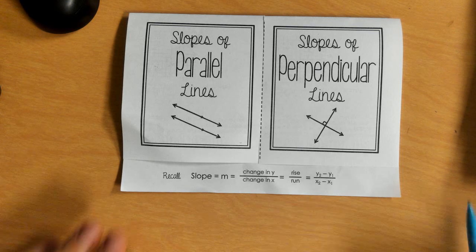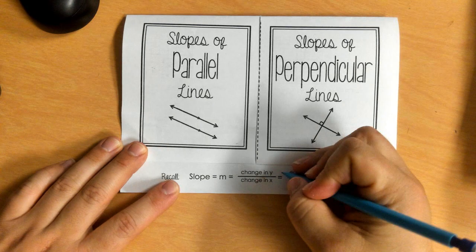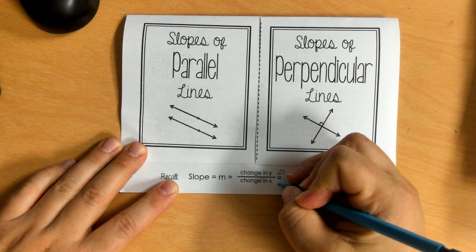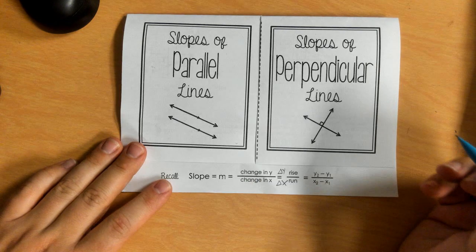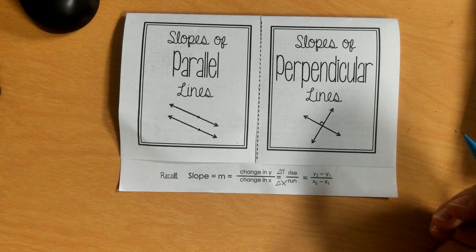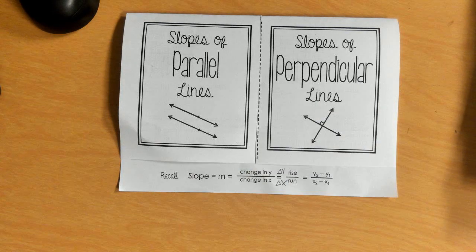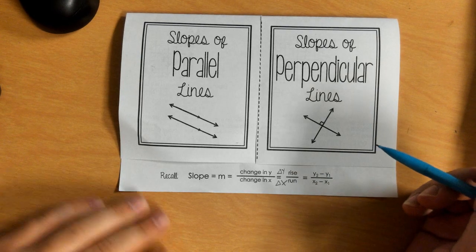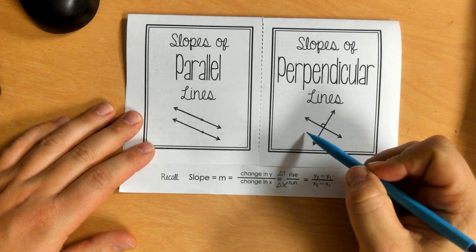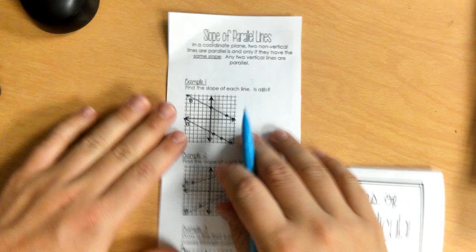Okay, so recall that slope equals m, and that's the change in y over change in x. Rise over run, y2 minus y1, etc. So we should be able to look at an equation and be able to write another equation that's parallel to that equation and another one that's perpendicular. So let's look at these parallel lines.